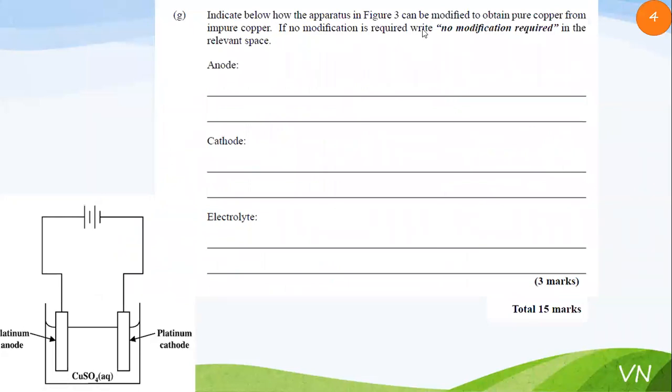All right. So part G of the question, this question actually had up to part G. It says here, indicate below how the apparatus in figure 3, which I provide on screen here, can be modified to obtain pure copper from impure copper. So let me see if you can recall. What should be placed at the anode? What should be placed at the cathode? And what should be the electrolyte? Well, it tells us here that if no modification is needed, we just write no modification required.